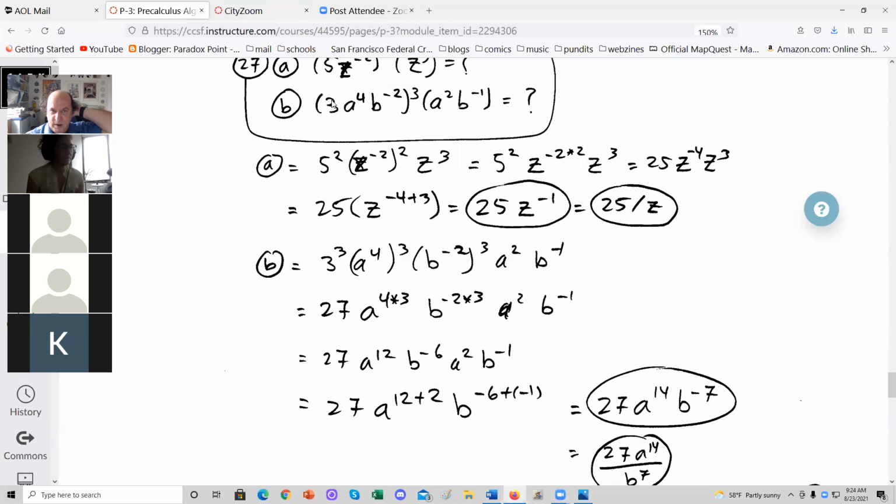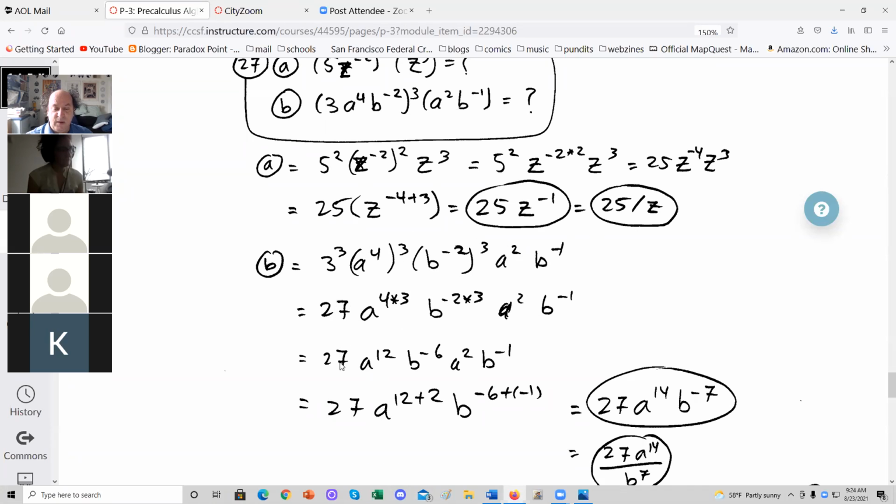Now here, this one, oh, this is a mess. 3a to the 4th b to the negative 2, cubed, times a squared b to the negative 1, is what? First thing we do is distribute the third power over each of these factors. 3 to the third, a to the 4th to the third, b to the negative 2 to the third, times a to the second, b to the negative 1. For these, we multiply exponents. A to the 4 times 3 is a to the 12. B to the negative 2 times 3 is b to the negative 6. And 3 cubed is 27.